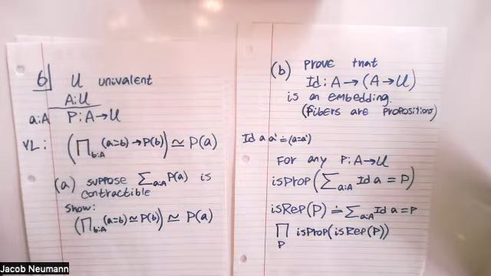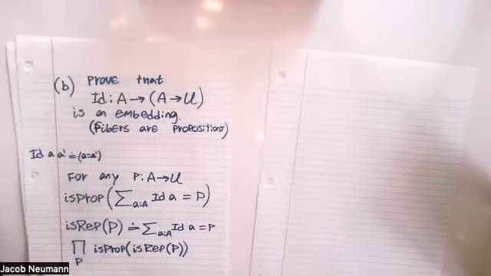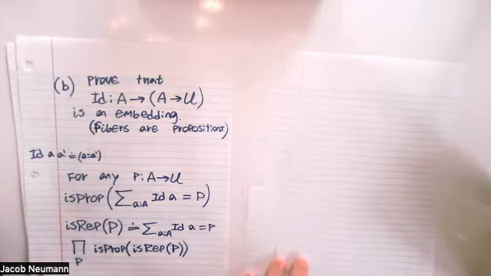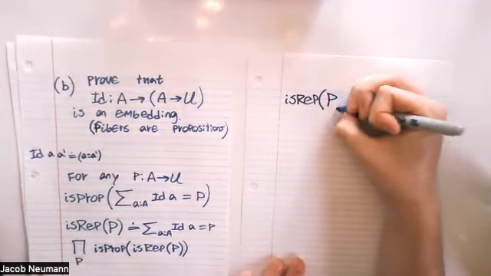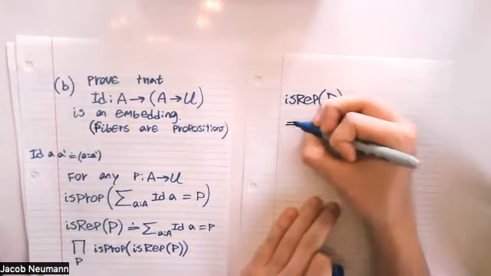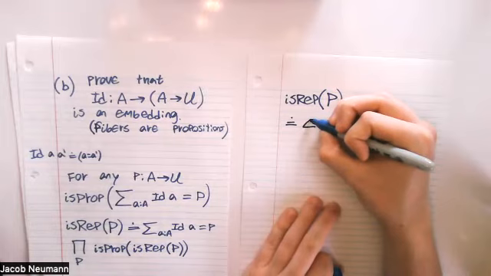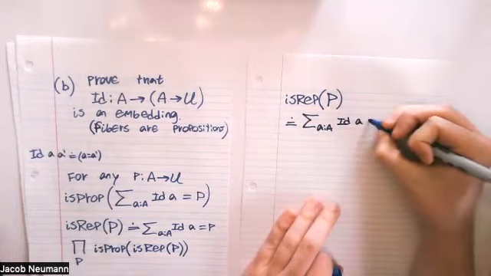One thing I wanted to remark before we get into that proof is that we can give an equivalent form for what is rep of P is. There's a category theoretic reason why we call this is rep, but I won't go into that. So remember, we define this to be the sigma of A in A such that id A is equal to P.